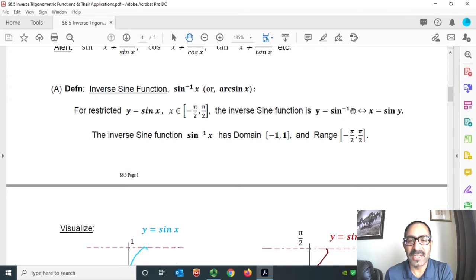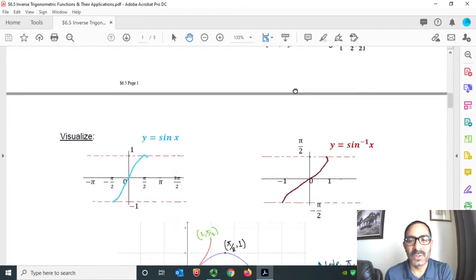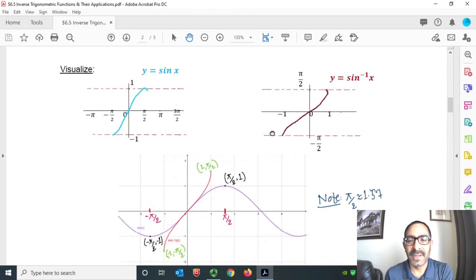y equals sine inverse x if and only if x equals sine y. The inverse sine function has domain negative 1 to 1 and range negative pi half to pi half. So now let me visualize. So here, that's better.